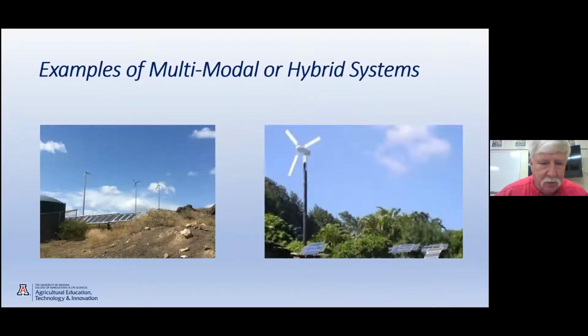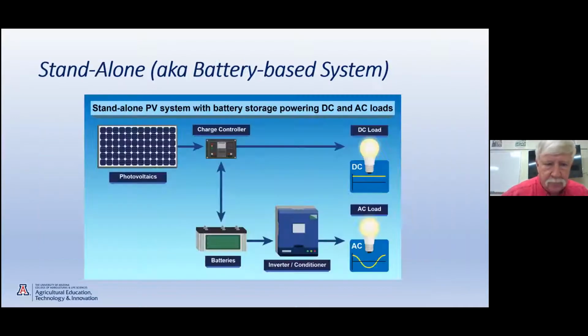Here are some examples. The one on the left here is actually a picture of the Star School, which is the first off-grid renewable energy powered school, and it's actually located in Loop, Arizona. And so they have both solar and wind. So it's an example of a multimodal system. And then we're going to focus on standalone, or AKA battery-based systems.